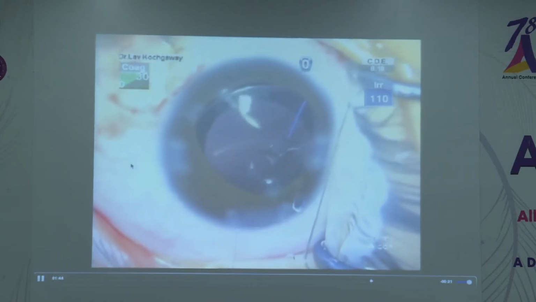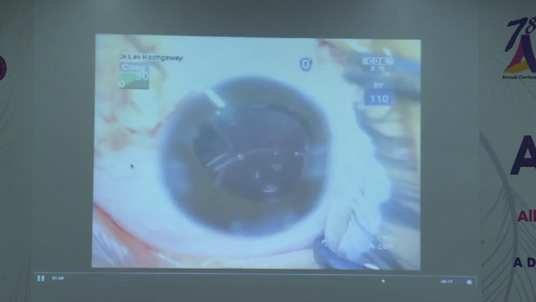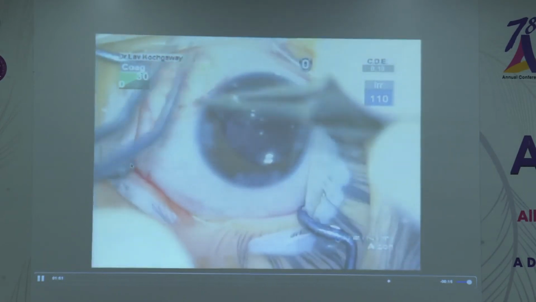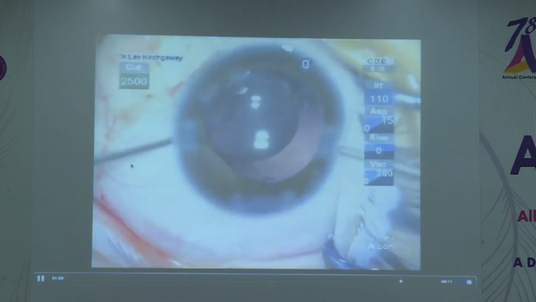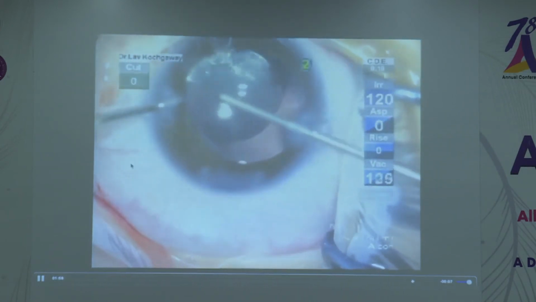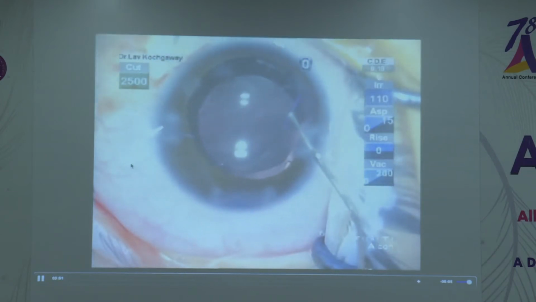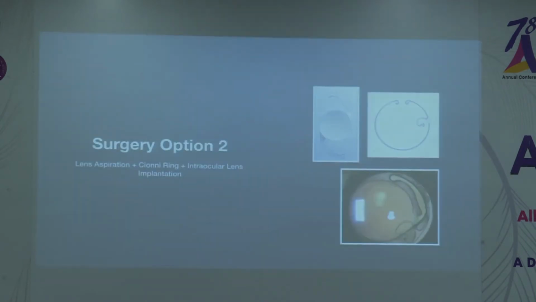And once the needle got stuck, and I ruptured the whole bag while pulling it out. So that was a very bad complication which I had with the Ahmed segment, and then I started doing Cionni rings after that. And once it is done, the lens is more or less centered, and we get a good result, and most of them will go to 6/9 vision. That is the best part of it.